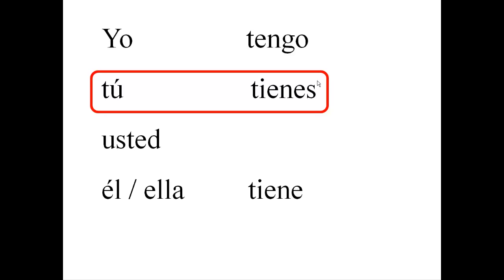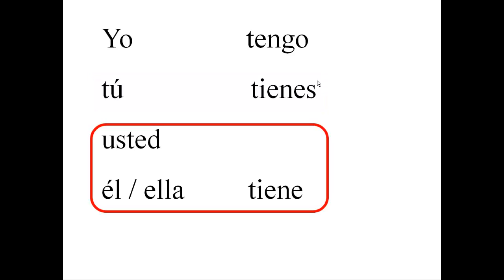And then usted, él, and ella share the form tiene for have. You have, he has, she has. And please remember, the letter E is always pronounced. So this word is tiene.